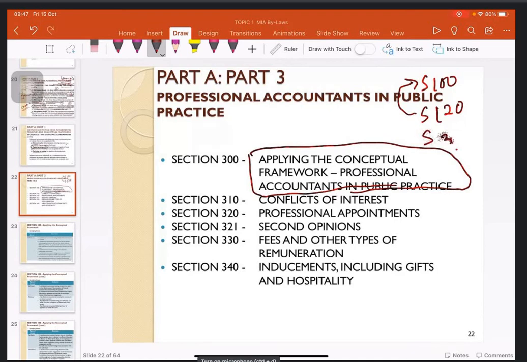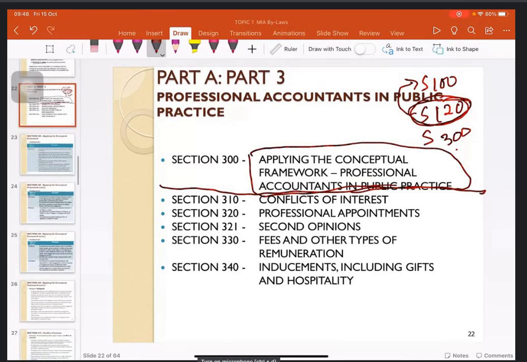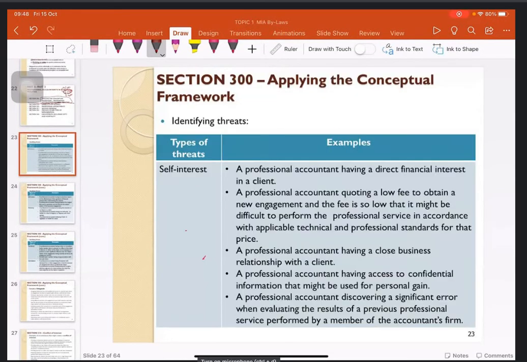Now in section 300, we want to apply this concept. This is important because we want to ensure that when we conduct the audit, we are still independent. Today I will cover up to section 300. Section 310 onwards we will cover next class. Section 300 is long but some of it we have discussed before, and some of it you can read.